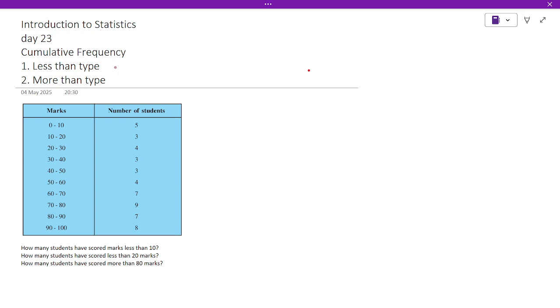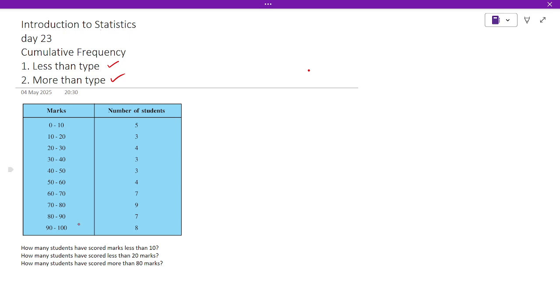And in this session we will be discussing one very important concept called cumulative frequency. So basically there are two types of cumulative frequencies. One is less than type, the other one is more than type. With examples, I'll be discussing clearly how we can write both the cumulative frequencies.